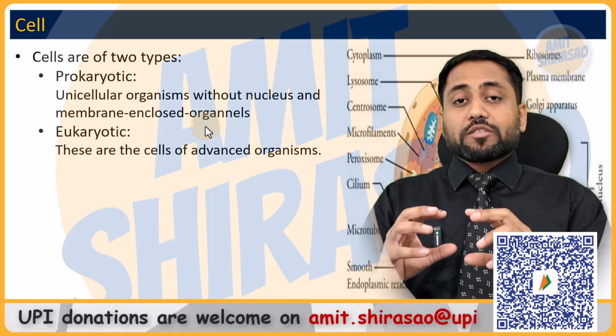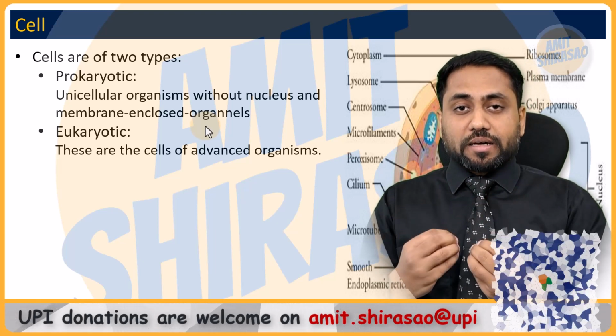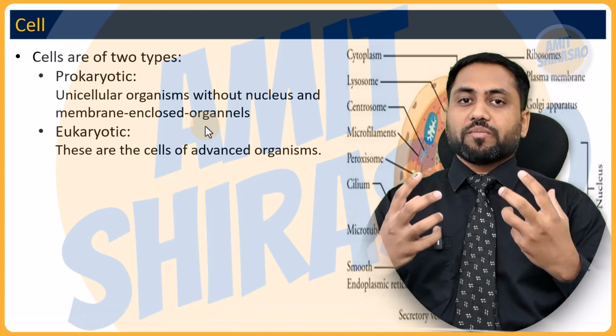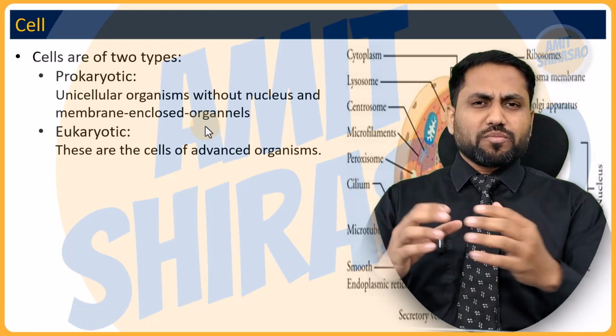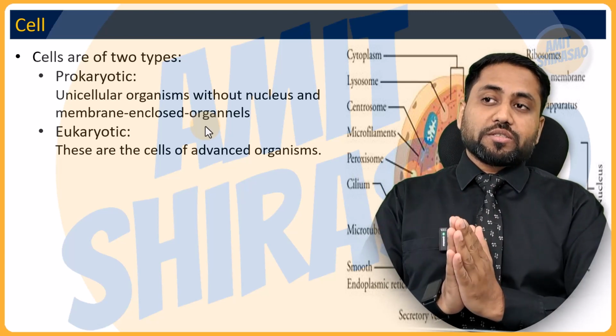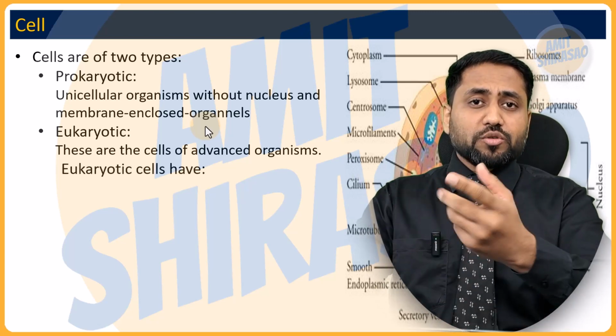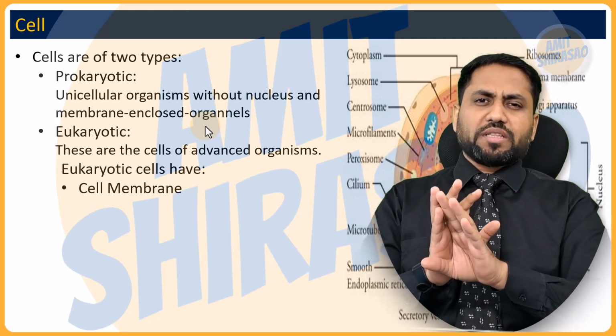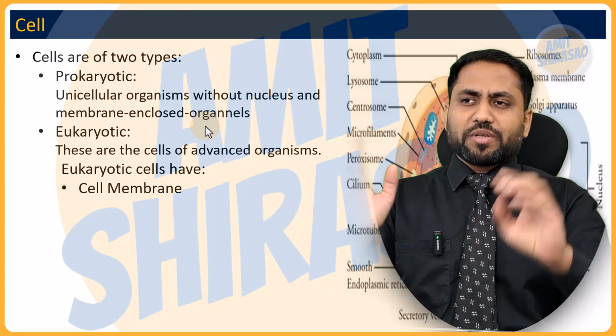Eukaryotic cells are the cells of advanced organisms like us, other plants or animals. Multicellular organisms usually have eukaryotic cells. So how is a eukaryotic cell? It has a cell membrane. Of course, every cell has a cell membrane. Even a prokaryotic cell also has a cell membrane.